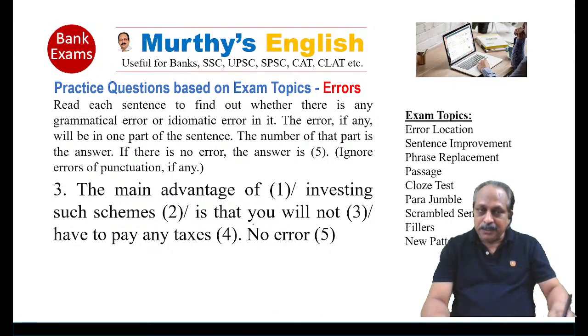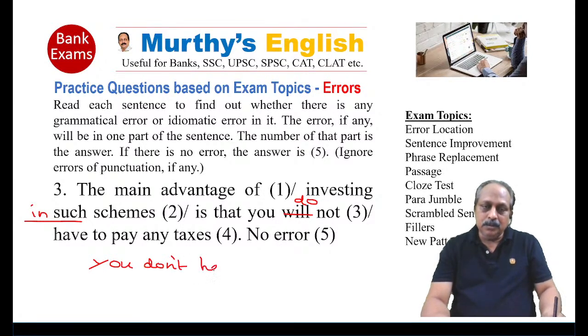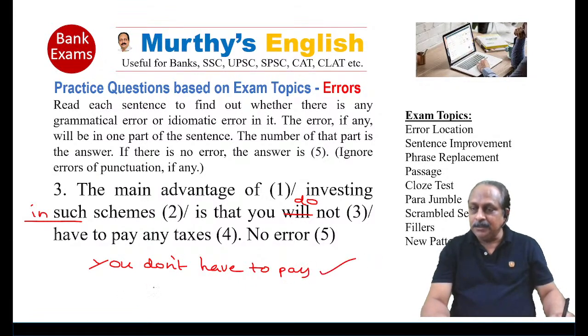The main advantage of investing, here we have to use a preposition. Invest takes the preposition in. The main advantage of investing in such schemes is that you don't have to pay. We don't use will here; we use you don't have to pay, a standard expression. You won't have to pay is not correct. So in this sentence, there are two errors, not one. One could be a typing mistake, but actually, you won't have to is not correct. You don't have to.